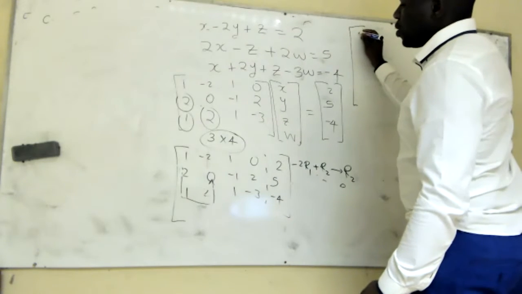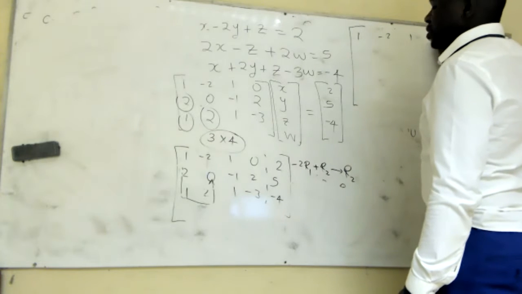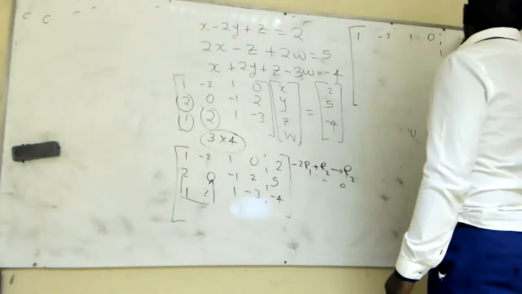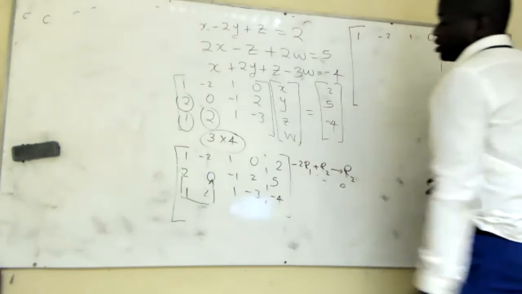For row 1, we are not changing anything. It's 1, -2, 1, 0, and then 2. That is what is called row echelon form. This is in row echelon form.